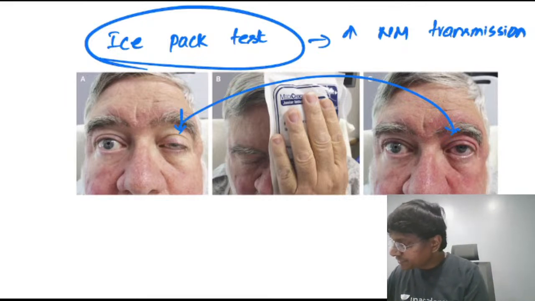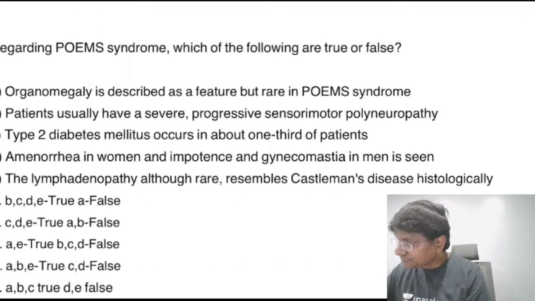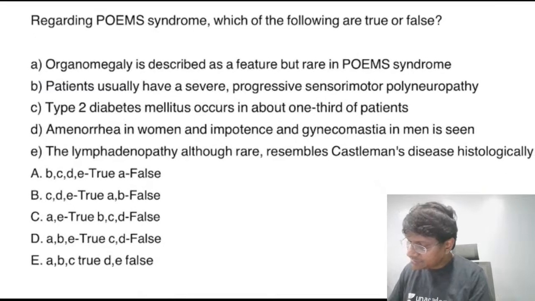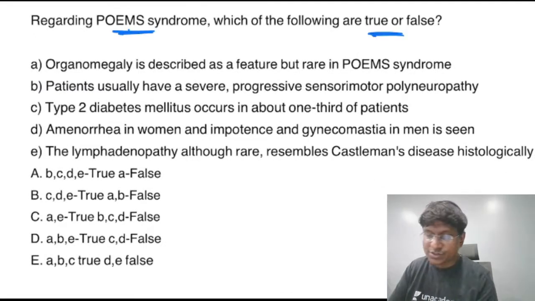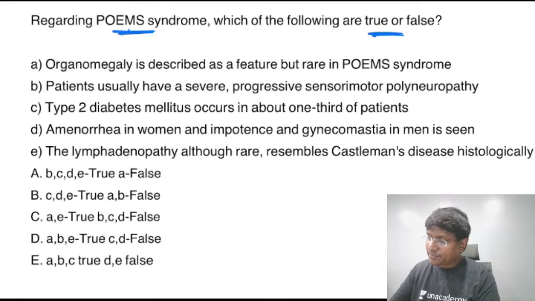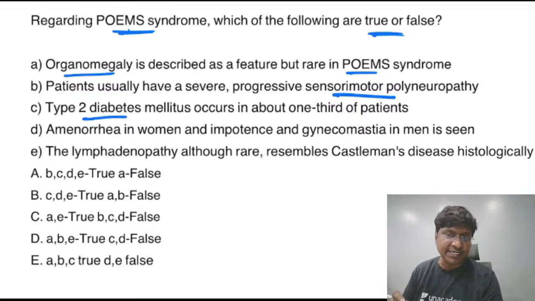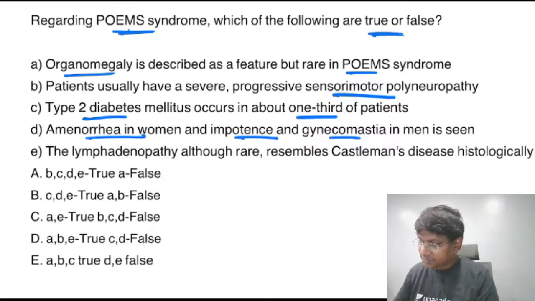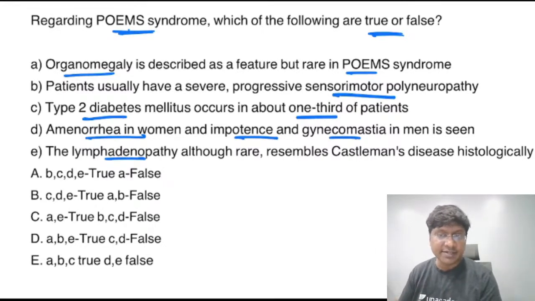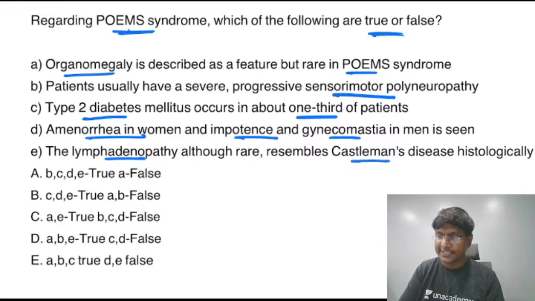Okay, right. One more question on the topic of POEMS syndrome. This is one important area where questions can be asked. Regarding POEMS syndrome, which of the following is true and which is false? A, organomegaly is described as a feature of POEMS, but is rare. B, patients usually have a severe progressive sensorimotor polyneuropathy. C, type 2 diabetes mellitus occurs in about one-third of patients. D, amenorrhea in women, impotency and gynecomastia in men is seen. E, lymphadenopathy, although rare, resembles Castleman disease histologically.